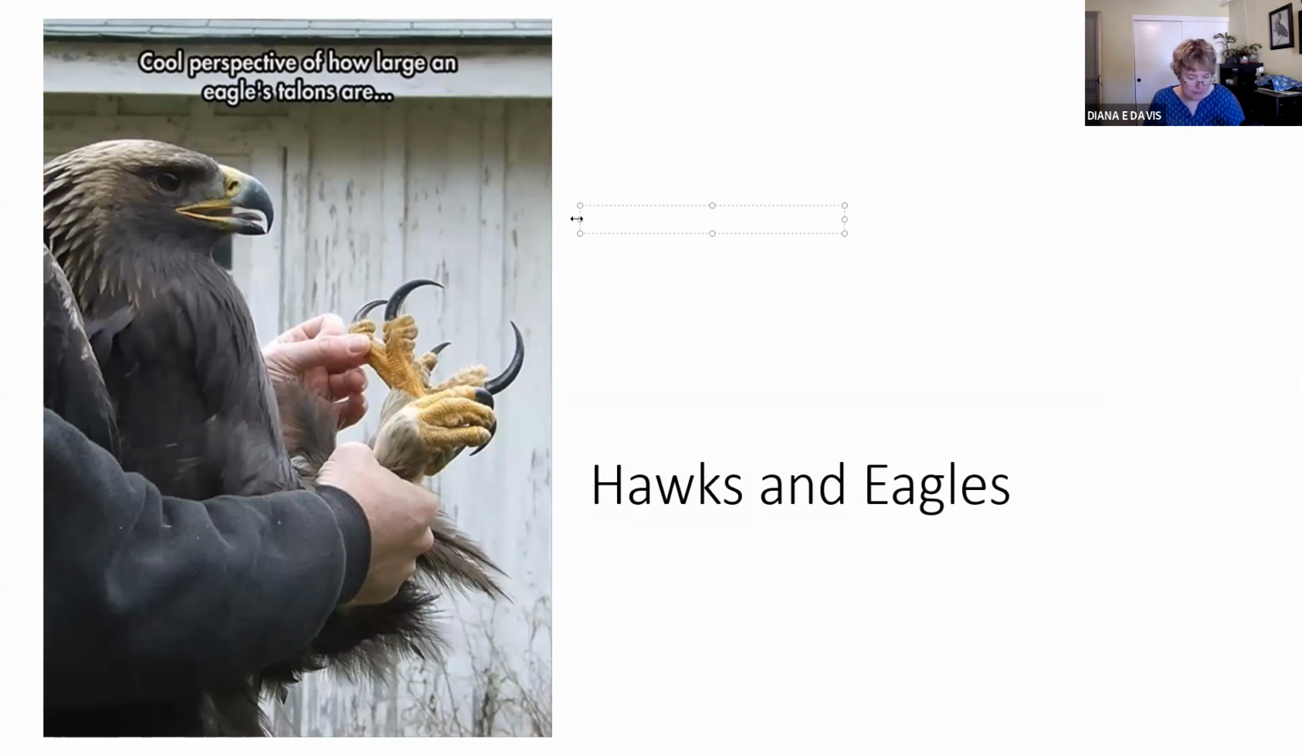All right. Hawks and eagles. These are day active predators. They have sharp, strong talons. They can do a hell of a lot of damage to a person with their feet or with their beak. And they have a hook at the end of their beak.